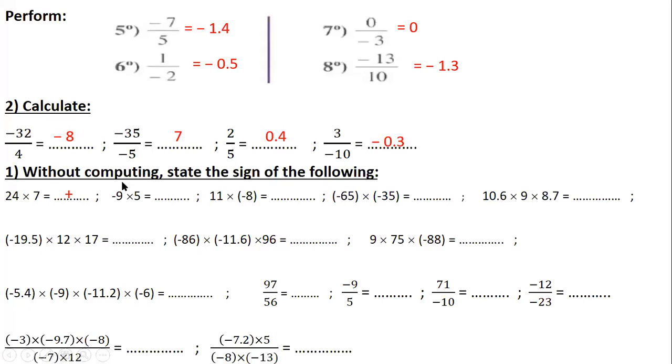Thank you, Adam. I move to Zahra Dia. Yes, Zahra. Yes, miss. Minus 9 times 5. What's the sign of 9? Negative. 5, positive. So negative times positive is? Negative. Thank you, Zahra. I move to Selena.